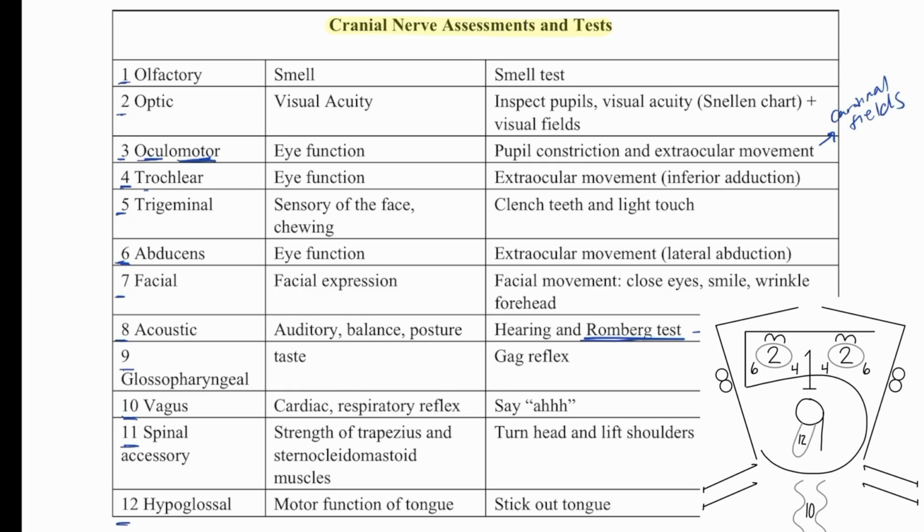And hypoglossal, this is a motor function of the tongue. We can have them stick out their tongue. So one thing to know with this is we can see that 2, 3, 4 all have to do with eye movement. So you can remember those. So if you get a question about which cranial nerve is related to motor functions of the tongue, you already know that it's not 2, 3, 4, and 6 because those all have to do with eyes.